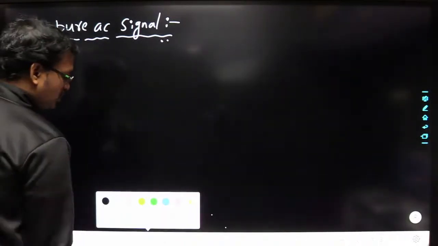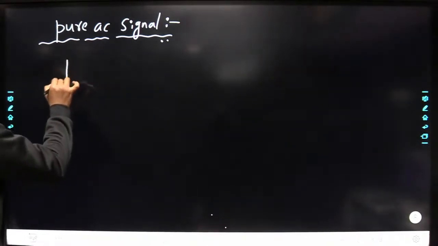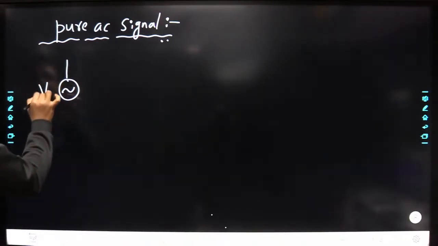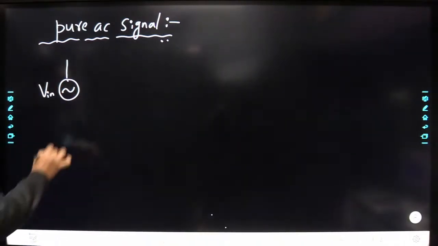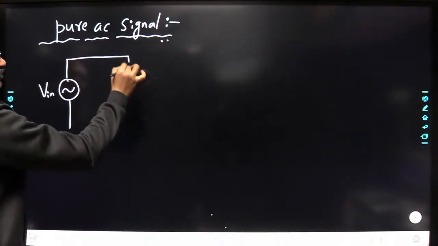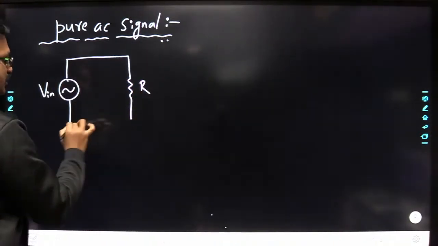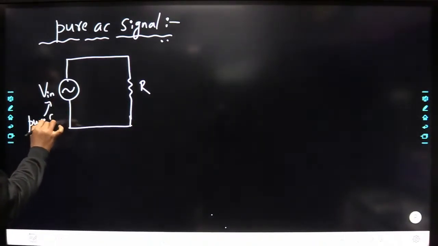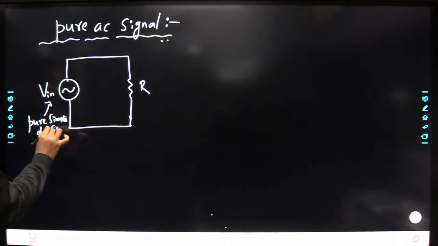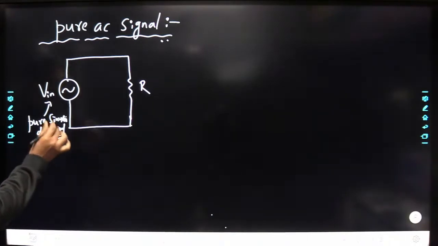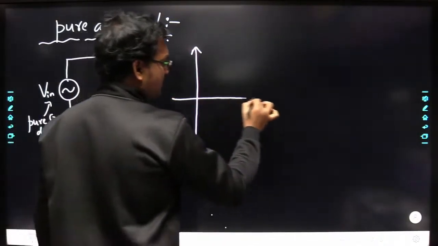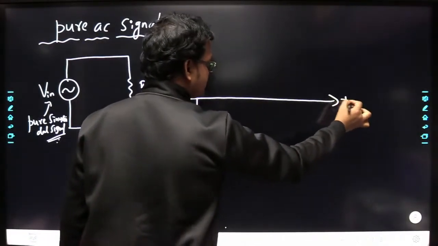Now suppose I am taking a circuit here. Let us say I am applying a pure sinusoidal signal, that is Vin. Here I am considering a resistor. Let us say this is a pure sinusoidal signal, a sine waveform. So here I am drawing that sinusoidal signal with respect to time.